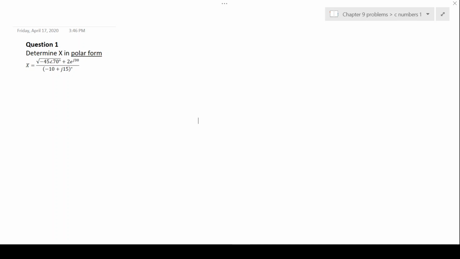So the question we're going to be looking at requests us to determine the expression for x in polar form. Right, when we take a look at this, it should be noted that a number of the calculations in complex numbers can be plugged straight into your calculator. There are some simplifications that you need to make.